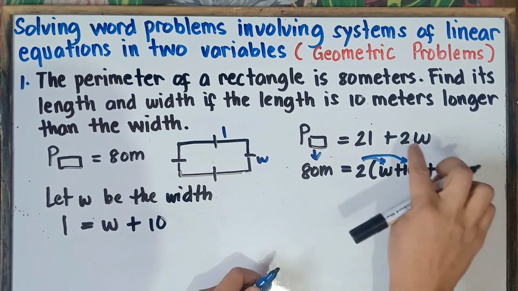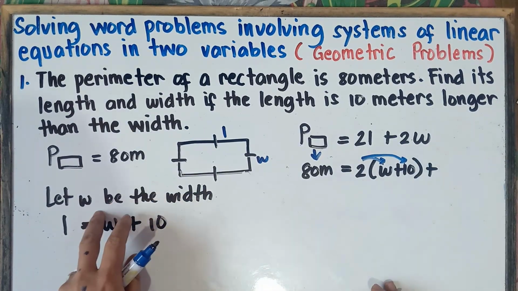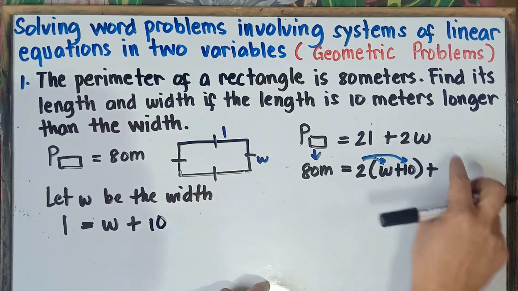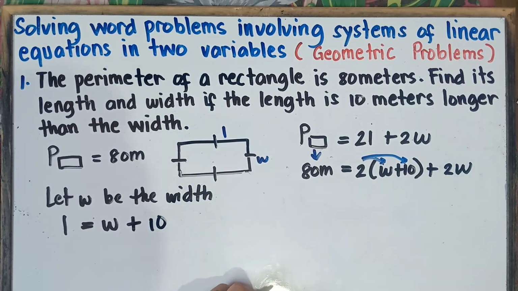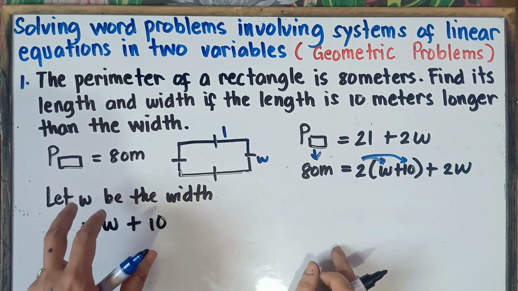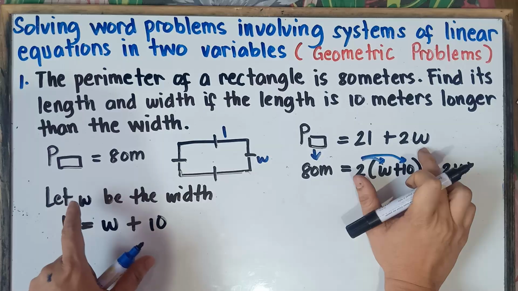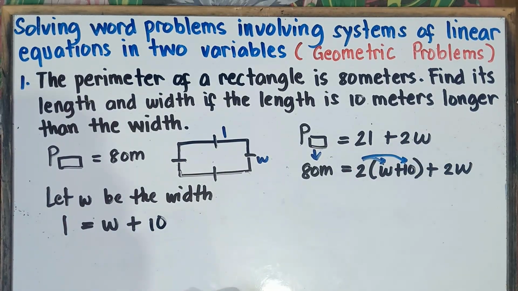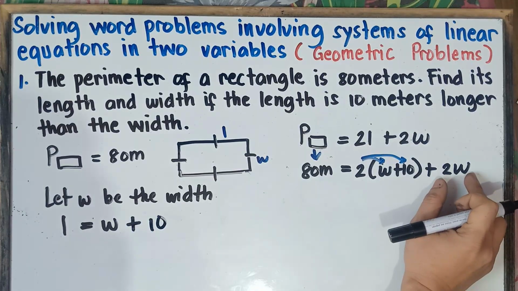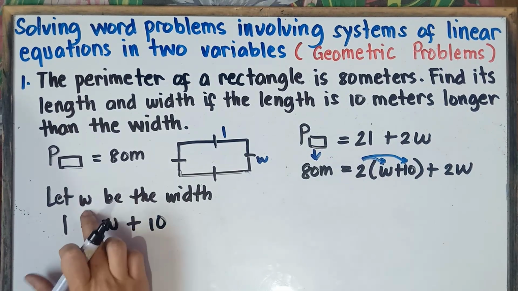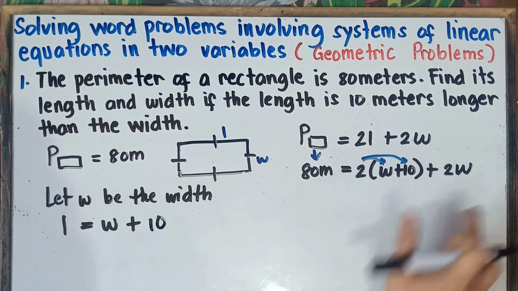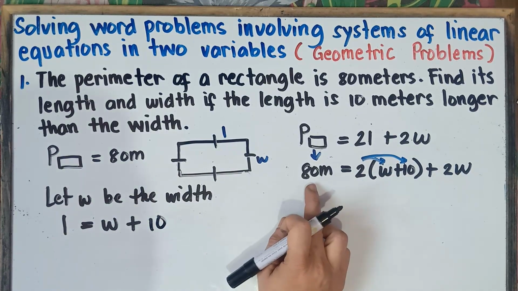So 2W is 2 times the width. The value of the width is W, so there will be 2W. Simply copy 2W. Once again, class, simply substitute the value of the width, which is W. So there will be 2 times W. Simply copy this one, class, because we don't have any numerical value for the width. The value of the width is W, so 2 times W.